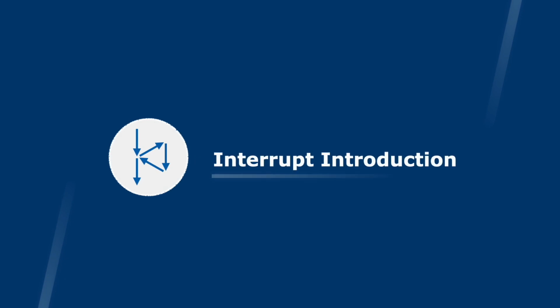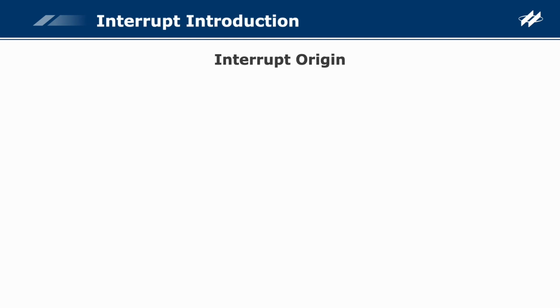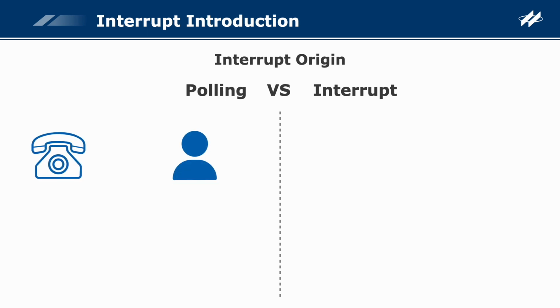Interrupt introduction. The origin of the interrupts can be traced back to the early development of MCU systems. In the early MCUs, the CPU usually used a polling method to interact with the devices. This polling method can be likened to the job of a company's receptionist, whose task is to answer calls and transfer them to the appropriate department.